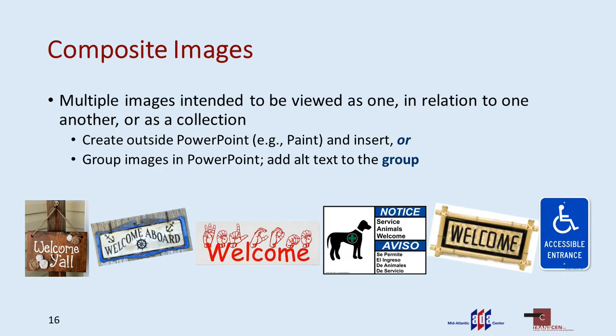So on slide 16, we want to talk for a moment about composite images, which are multiple images that are intended to be viewed as one because of the relationship that they have to one another, or they're being offered as a collection, and there's a reason that you want these images to be together and to stay together.